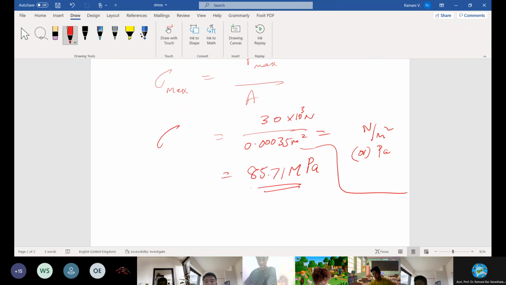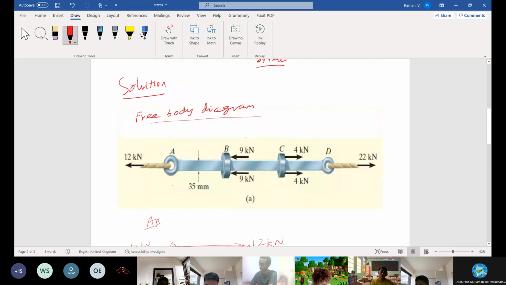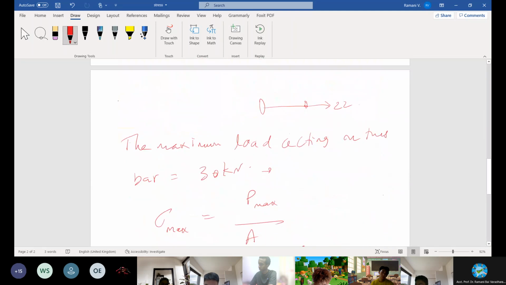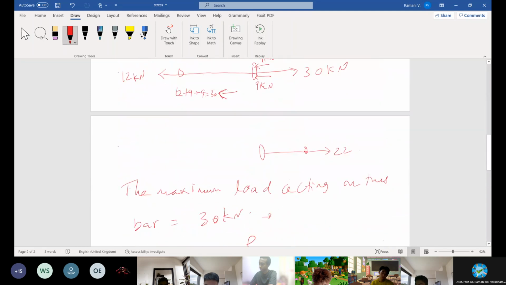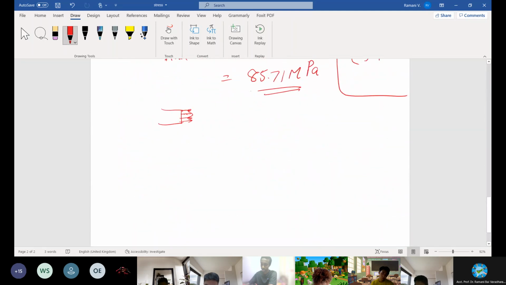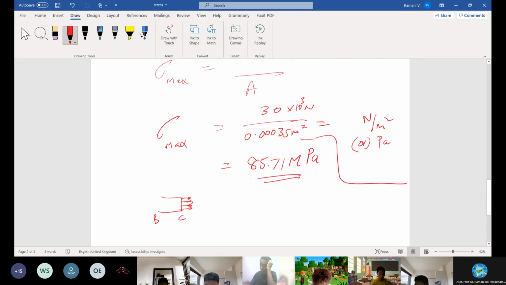So now we got the maximum normal stress which is acting at that point. The load is in this direction, so the stress follows in this direction. At which point? At C or before C, the value you can take as BC. Between BC, the force is acting and the stress distribution is this much, 85.71 megapascals.